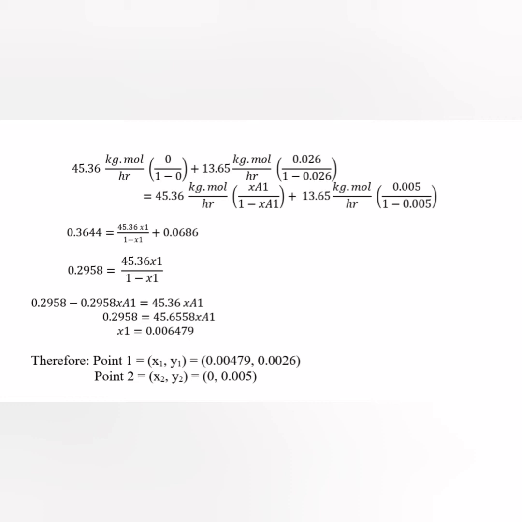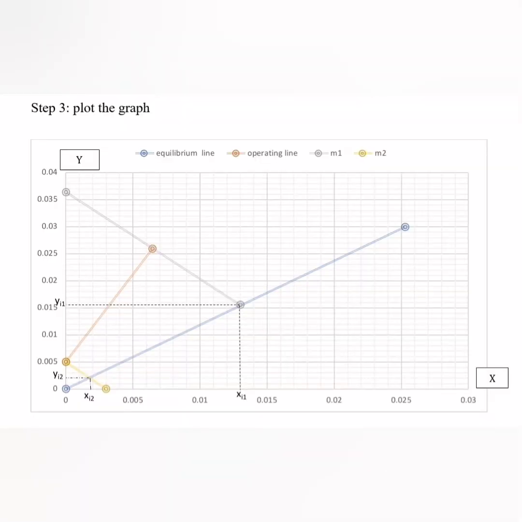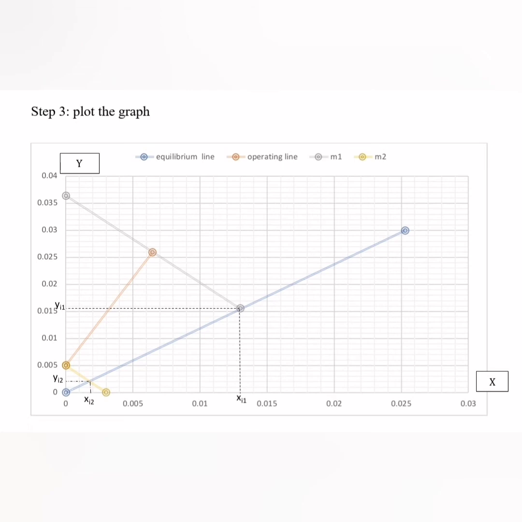After that we need to plot the graph which includes the equilibrium line and operating line. This is the final graph that has been plotted overall, but you only need to focus on the orange line and the blue line, where the blue line represents the equilibrium line and the orange line represents the operating line. Both lines are plotted using the coordinates calculated from the values of x1, x2, y2, y1, and also xa and ya.